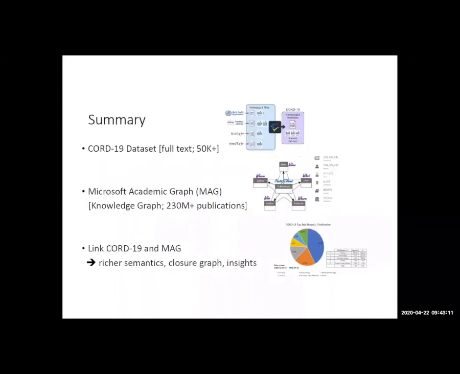So the very last slide is a summary. Very quickly, 3 key points. We discussed the Core 19 data set with 52K plus articles on full text, and also the MAG full graph with 200 million plus academic publications. And the third part is we can link these 2 data sets together and generate some very meaningful insights and enable more AI research to fight COVID-19.